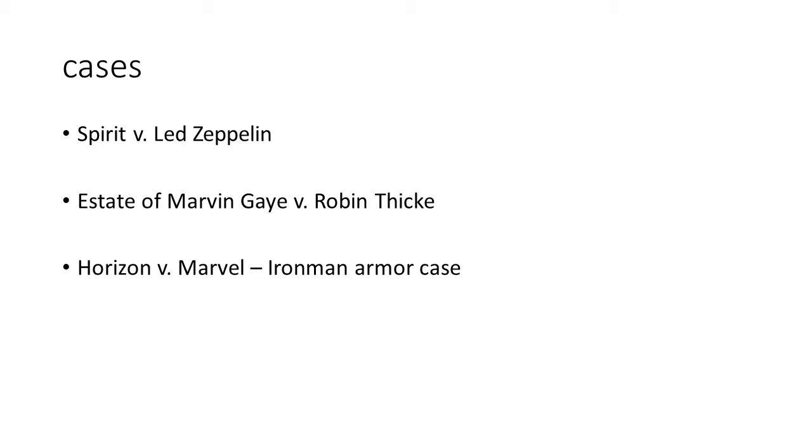Marvin Gaye and Robin Thicke, give those songs a listen. It was claimed that Robin Thicke infringed on Marvin Gaye's hit Got to Give It Up with his song Blurred Lines. This is another case determined by a jury, except in this case, they determined there was infringement.